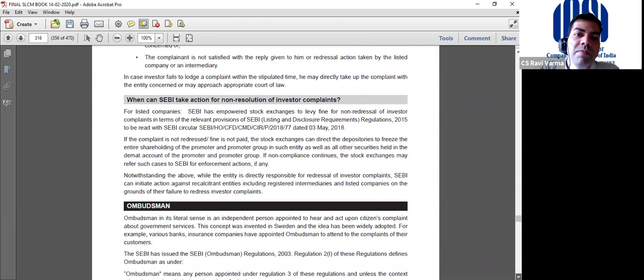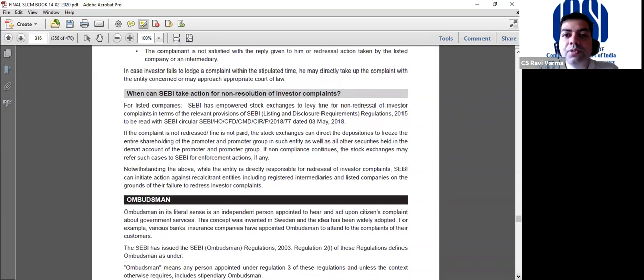For example, when can SEBI take action for non-resolution? There are a number of things. As I told you, SEBI can start freezing the shares, SEBI can start penalty, etc.